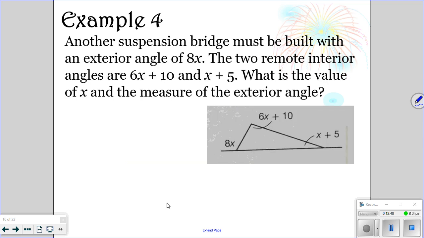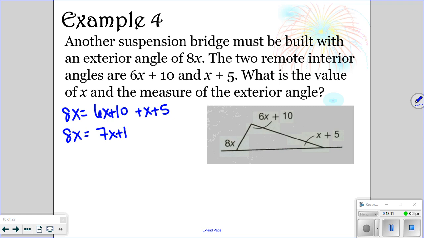Okay, so now we're going to look at another suspension bridge. It wants our exterior angle to be 8x, and it tells us our two interior angles are 6x plus 10 and x plus 5. What is the value of x in the exterior angle? So we know that this exterior angle has to equal these two interior angles. So 8x is going to have to equal 6x plus 10 plus x plus 5. So 8x is going to equal 7x plus 15. So that means that x would have to be 15.